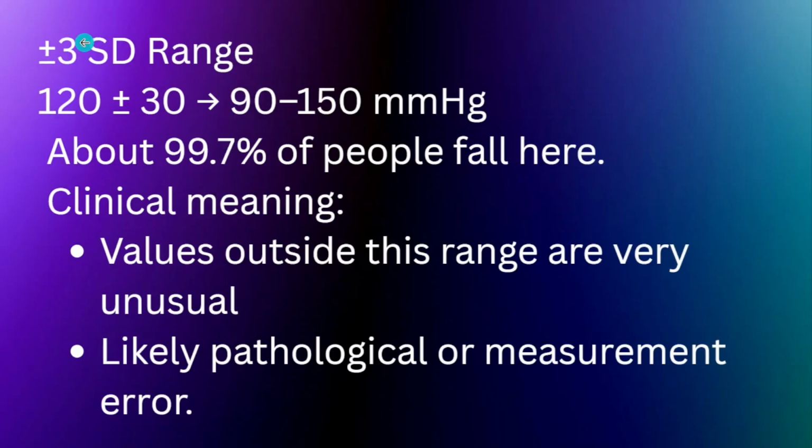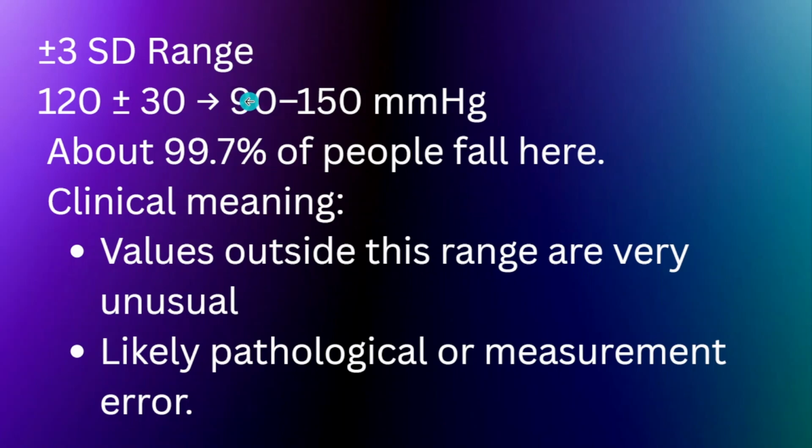Now in plus or minus 3, remember 3 times 10 is 30. That's how we got the 30. 120 minus 30 gives you 90. 120 plus 30 gives you 150. Remember that for plus or minus 3 it is 99.7% of people that fall in. That means values outside this are very, very unusual, right?